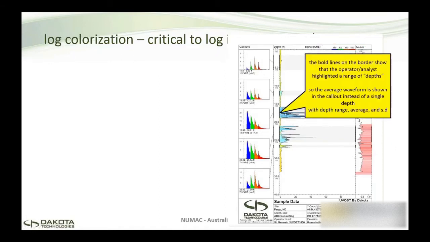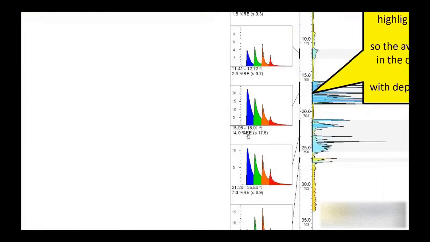Now, I'm going to show you a lot of logs, and there's going to be a little bold line here at times in these callouts. That means there was an average. The operator selected this whole region, and this waveform that's displayed is the average waveform across that depth range. And here it even does the math for you: 14% RE with a standard deviation of 17.5. And I'll explain what RE is in a moment.